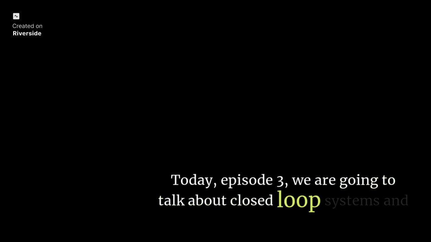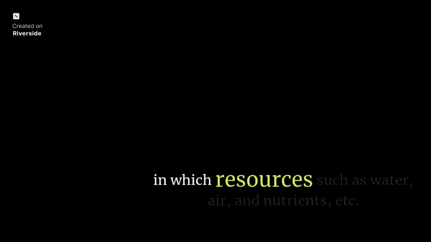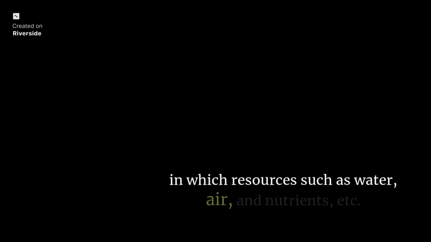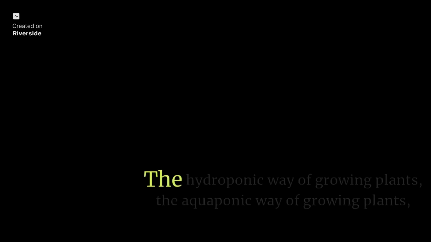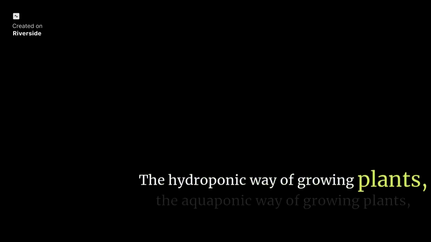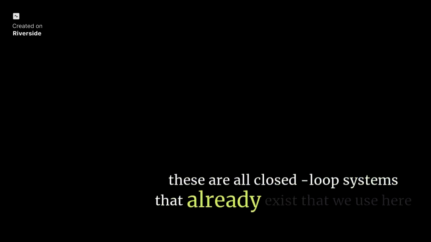Today, episode 3, we are going to talk about closed loop systems and the need for closed loop systems in space. So, what is a closed loop system? It simply means it is a self-sustaining cycle in which resources such as water, air, and nutrients, etc., are continuously recycled and reused with minimal waste. The hydroponic way of growing plants, the aquaponic way of growing plants, these are all closed loop systems that already exist that we use here on Earth.